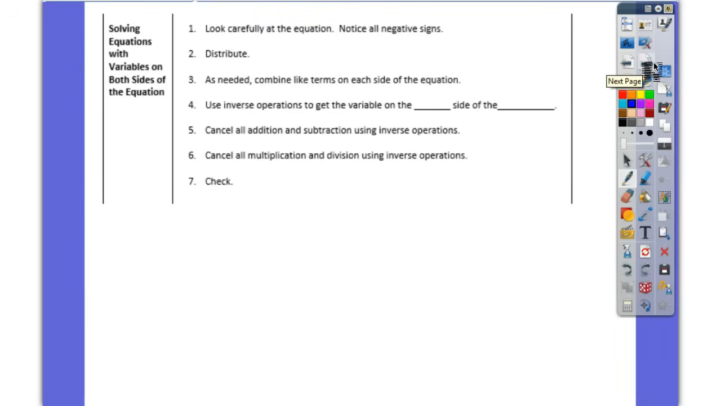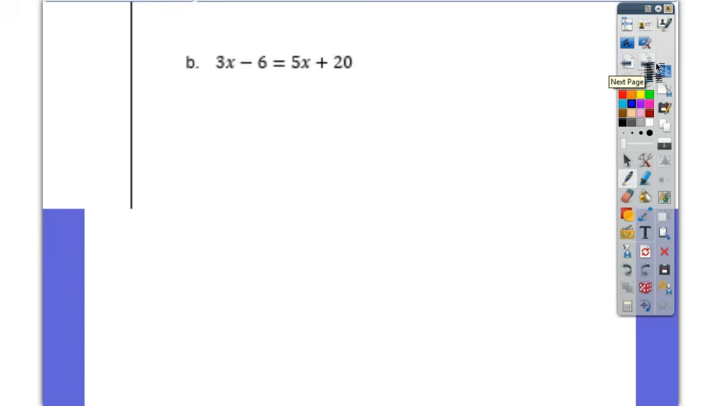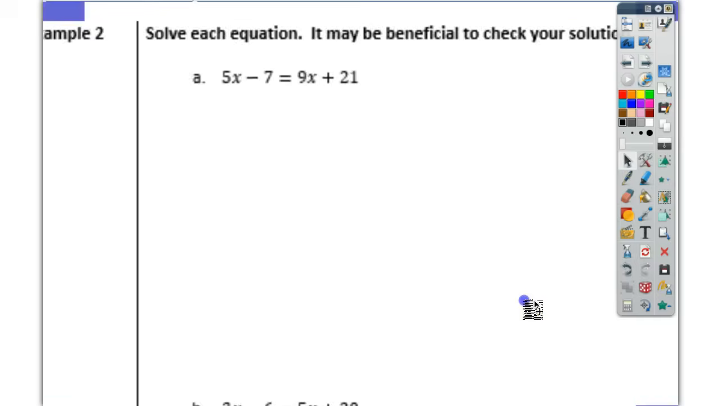And where do we find this in our notes? Page 32 in your notes. Oh, finally we got to the one we've been writing it on. Yay! We finally caught up to it. All right, let's do example A.